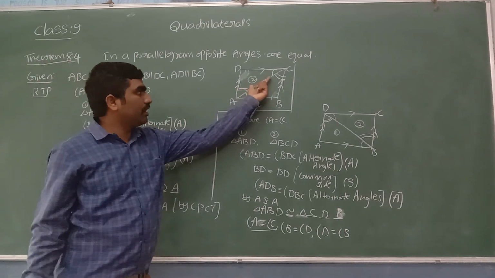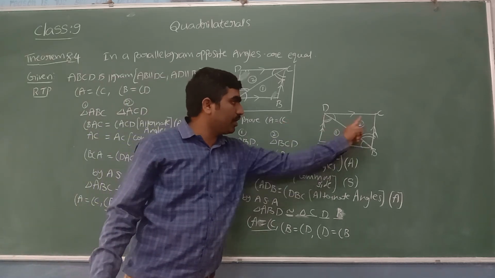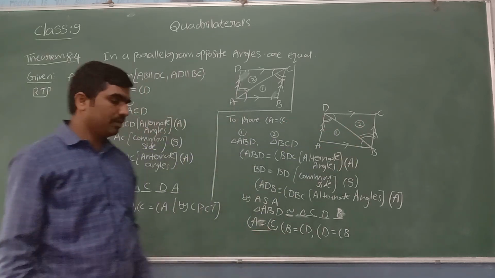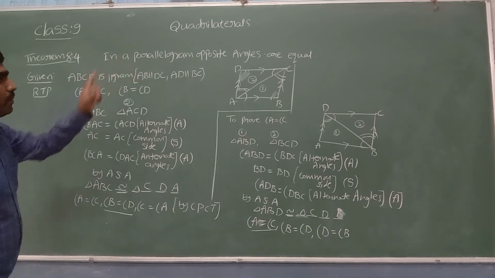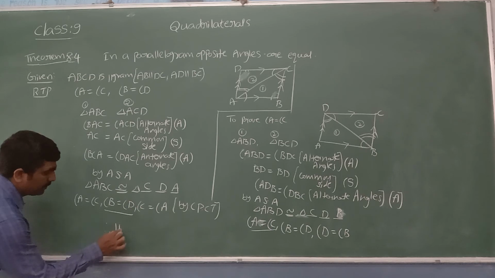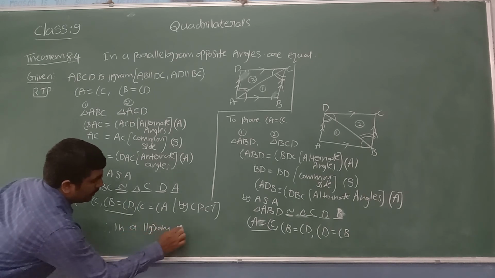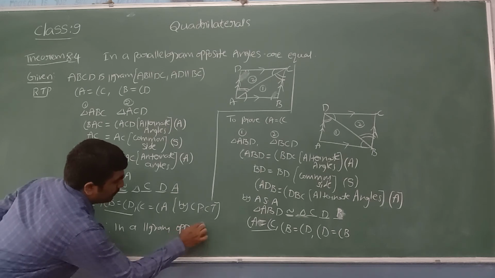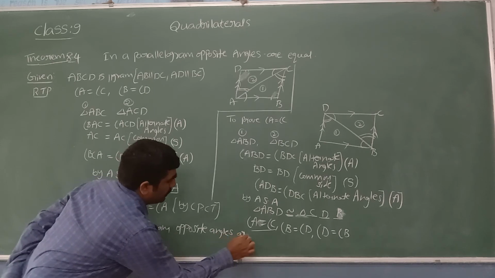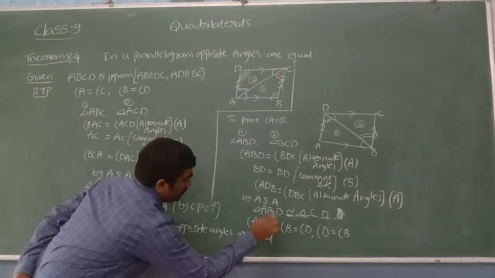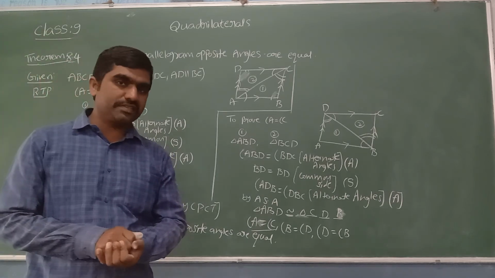With the help of the AC diagonal, I got D equal to B. By taking the other diagonal, I proved A equal to C. So what can we write now? Therefore, in a parallelogram, opposite angles are equal. So these are a few theorems about parallelograms. Hope it is clear to everyone.